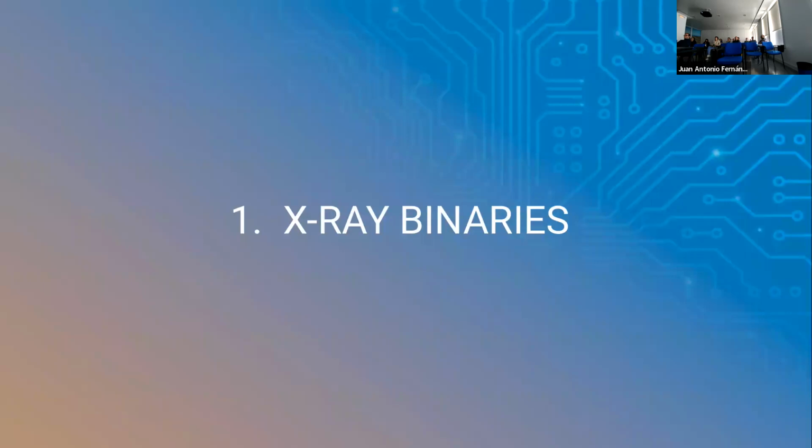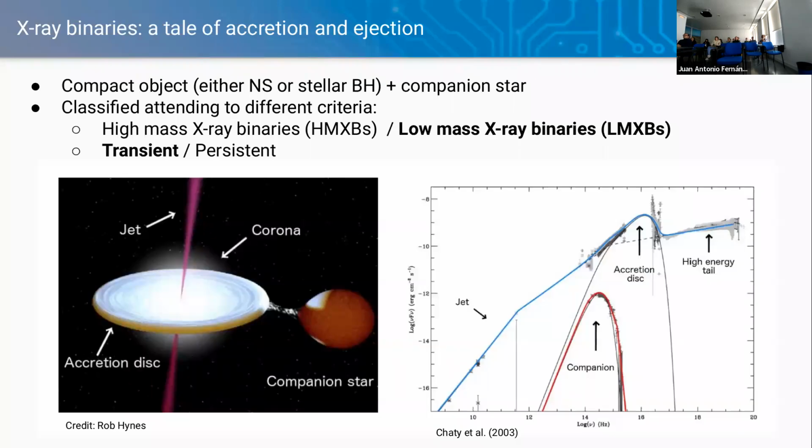Okay, so moving to the actual science, I will start by describing what X-ray binaries are. X-ray binaries are binary systems made of two components. One of them is a compact object, which can be either a neutron star or a black hole, and the other is a companion star. Depending on the mass of the companion star, we classify them into high mass X-ray binaries and low mass X-ray binaries. I will only be talking about low mass X-ray binaries, so from this point onward, I will just focus on them.